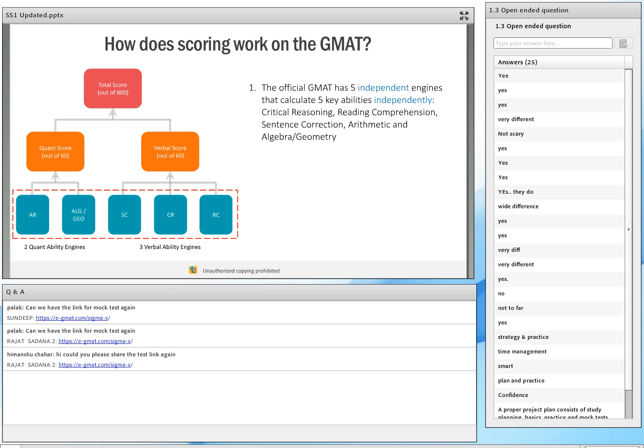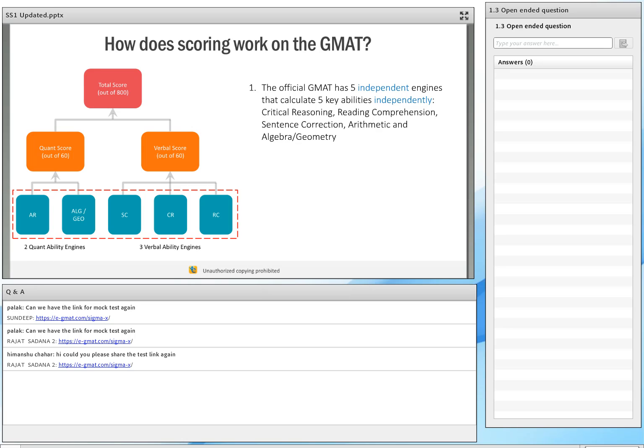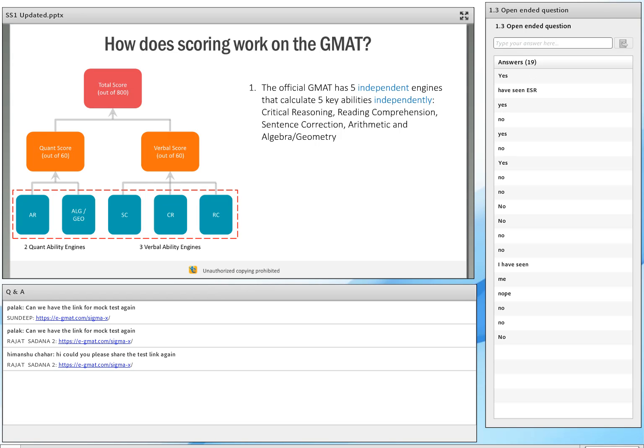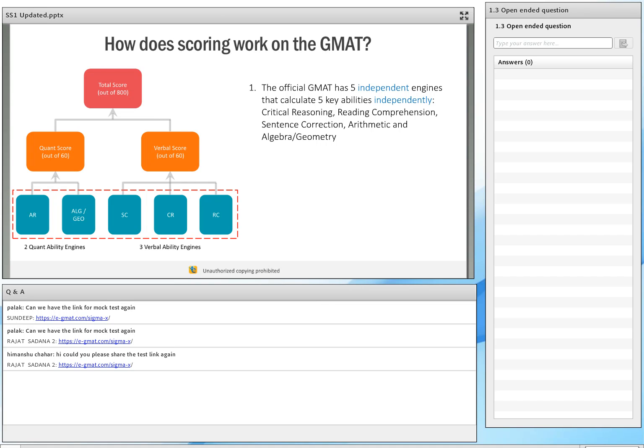Okay. On the official test, how many of you have seen an ESR? How many of you have seen an ESR or an enhanced score report? Yes, you have. Do you see these 5 ability scores in your ESR? ESR is an enhanced score report. It's something that you get when you take the real GMAT and you pay $30 to get what we call a diagnostic report.